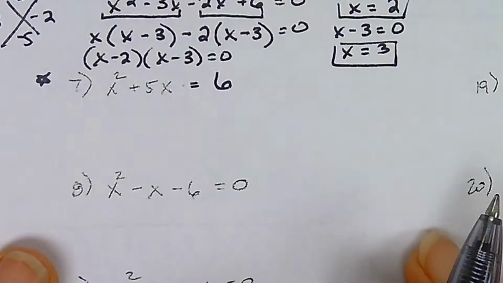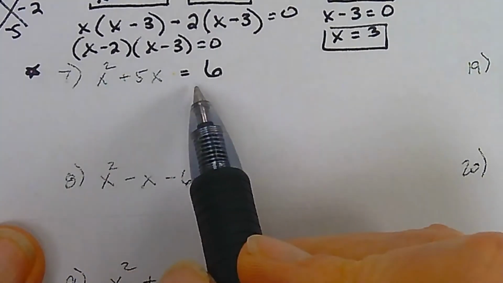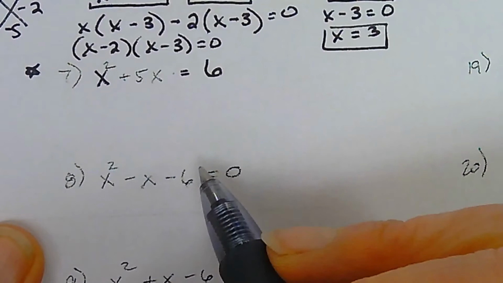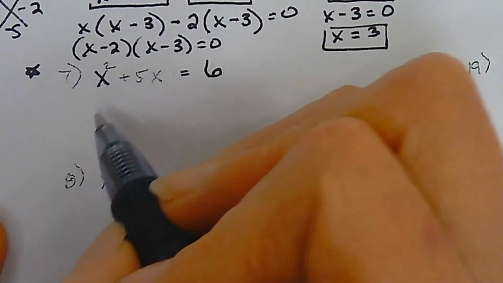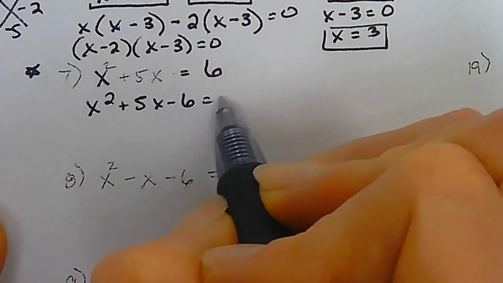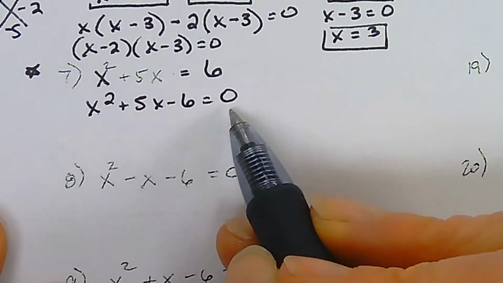Number 7 has a star by it to show that this equation can easily be fixed to look like the equations that we're used to solving. We just subtract 6 from both sides, and that will give x squared plus 5x minus 6 equals 0. And now we can solve for the values of x that make this equation 0.